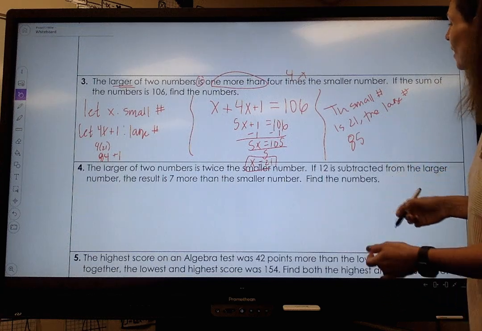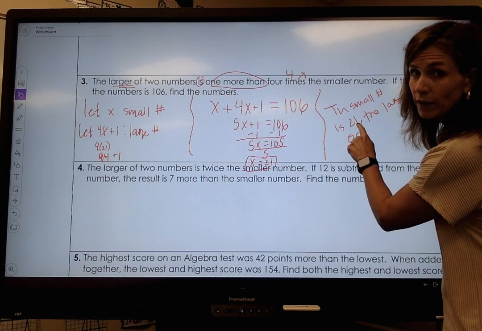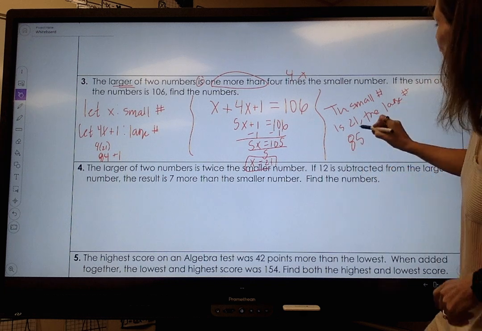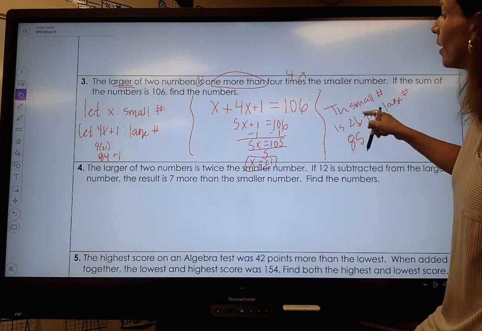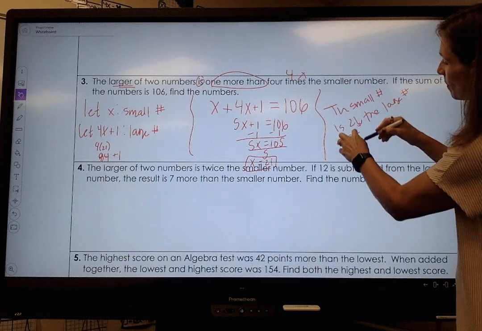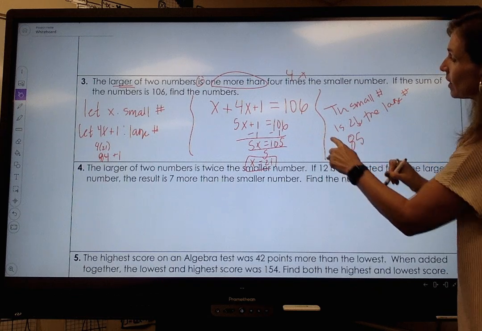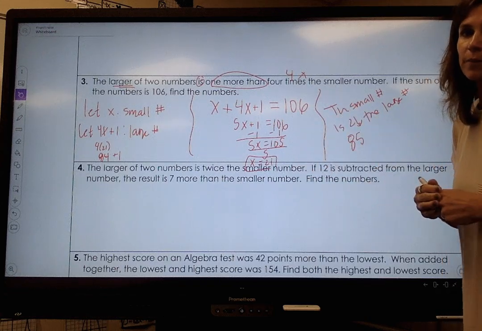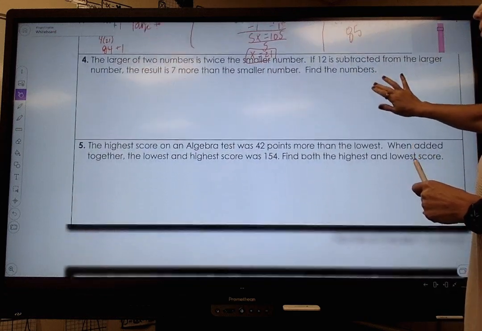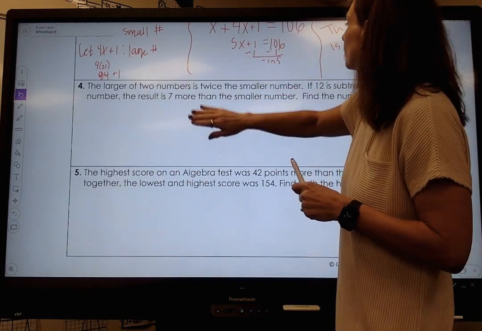And does that make sense? If you took 4 times the small number, 4 times 21 is 84, and then plus 1 is 85. Yes, so it makes sense. Is the sum, if I add them, is it 106? It is. 21 plus 85 is 106, so I can check my answer. Okay? All right. Let's look at number 4.